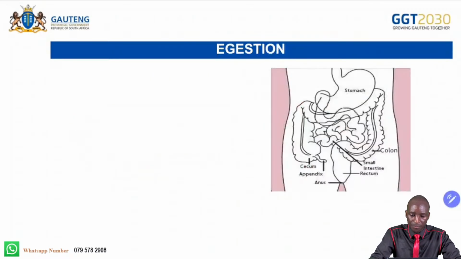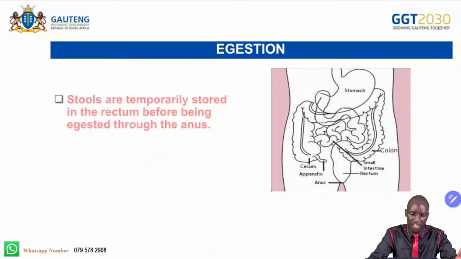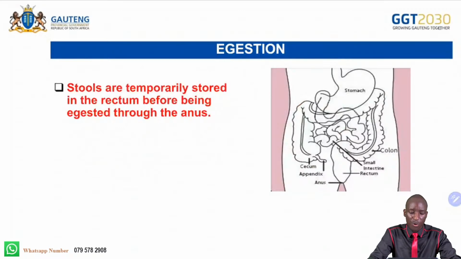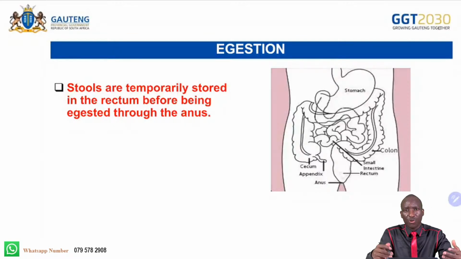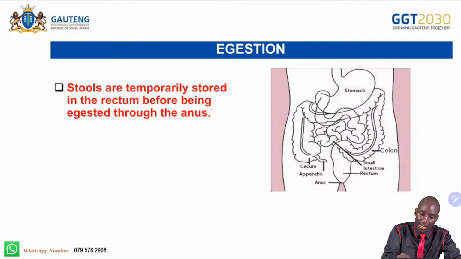And then now look at digestion. What happens in digestion? In this case, we're looking at the last phase of digestion. Stools are temporarily stored in the rectum. Can you look at the rectum on the diagram? Yes, there is the rectum. That's where we've got a temporary storage of food. Then what happens now? Finally, the food is excreted through the anus.